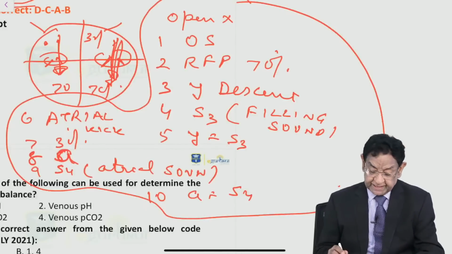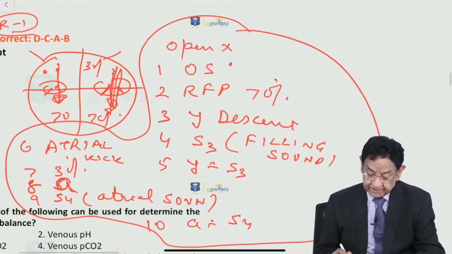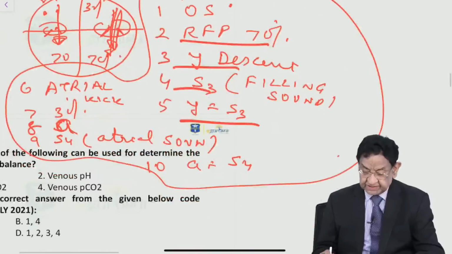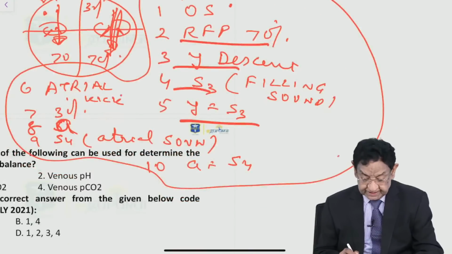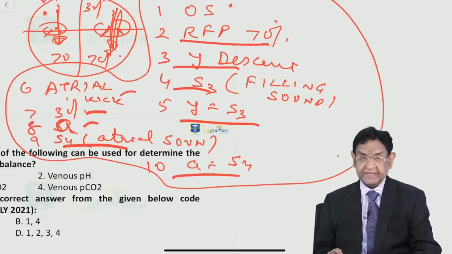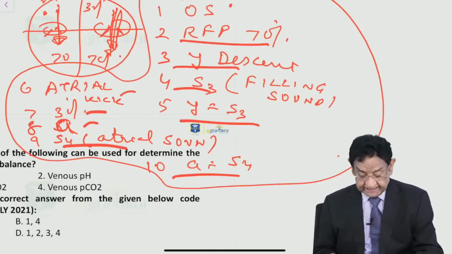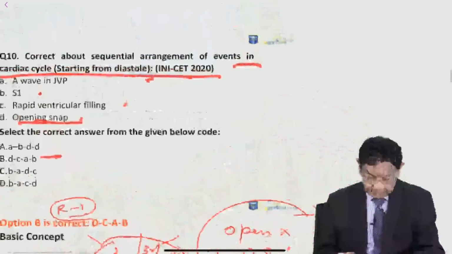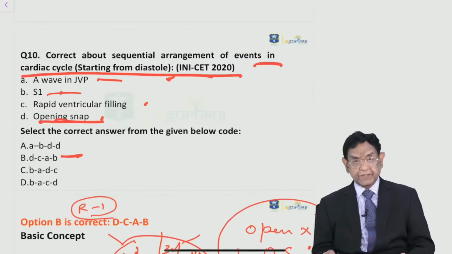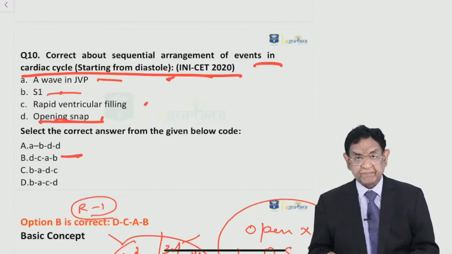Okay, so a quick recap. Opening snap, rapid filling phase, Y descent, third sound. Y descent and third sound both come in the rapid filling phase. Atrial kick due to atrial contraction pushes 30% of blood. A wave is produced on the right side. S4 is produced on the left side. And the A wave and S4 are produced in the late diastole. So now you are clear about it. And after the A wave, late diastole, S1 is due to closing of the mitral valve.